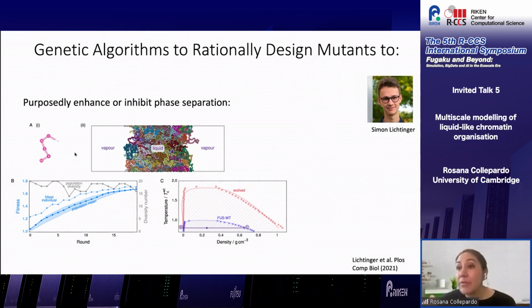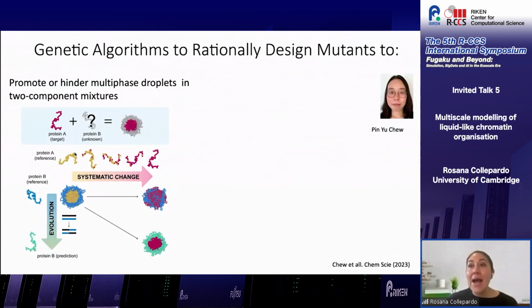Once we have a model that performs really well in predicting the phase behavior of proteins, we can also couple it with genetic algorithms. For instance, if we want to rationally design mutations to enhance or inhibit the phase behavior of a system on purpose, that is something that we have done. And more recently, my student, shown here, has developed a genetic algorithm that goes slightly further, and the algorithm allows you to propose mixtures of proteins to promote or inhibit the formation of multiphasic condensates.